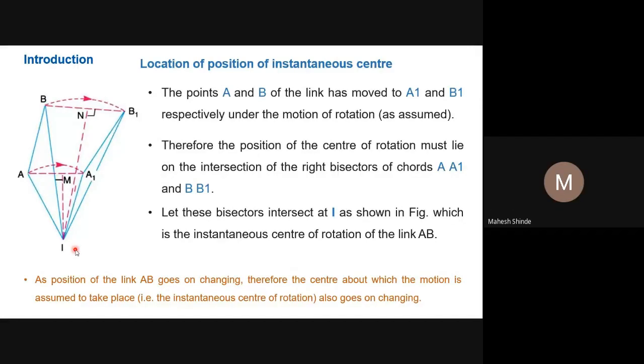Sir, instantaneous means it is joined by dotted lines. Dotted lines? No, that is not the right answer. Center of rotation, okay, I center. Why is it instantaneous? Why did I say it is instantaneous? Sarthak Rao, can you tell me?